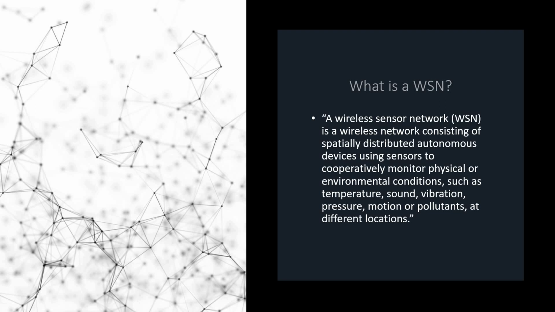This part is important because it says specifically that the sensors cooperatively monitor, not one alone. If you get the readings of all the nodes together, then you get the total picture. The physical or environmental conditions are just examples of the stimulus the readings can have, for example temperature, sound, vibration, pressure, motion, or pollutants at different locations in the area where the wireless sensor network is deployed.